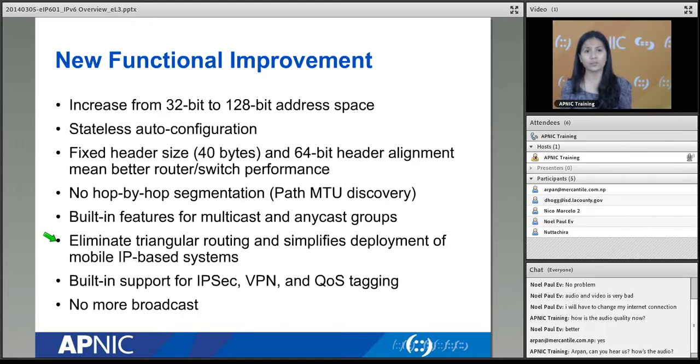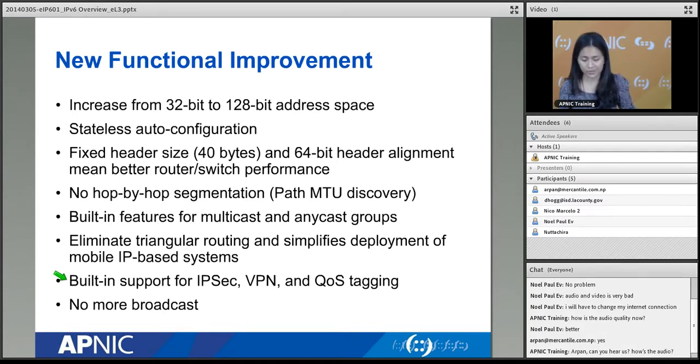It has built-in support for IPsec, VPN, and QoS tagging. So I think this is why some people would say that IPv6 is more secure than IPv4. IPv6 has built-in support for IPsec, and IPsec is a type of VPN. So essentially, we want secure communications that is end-to-end, not just network to network. So if you have an IPv6 device, you have IPsec enabled there, you communicate with another IPv6 device, then the communication between those two machines is secure.